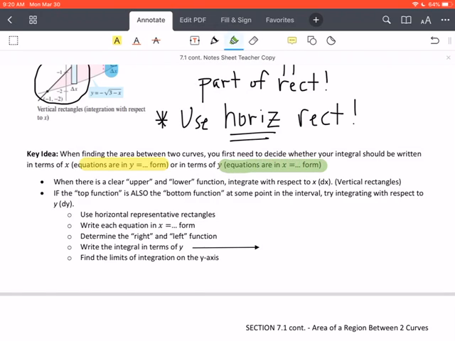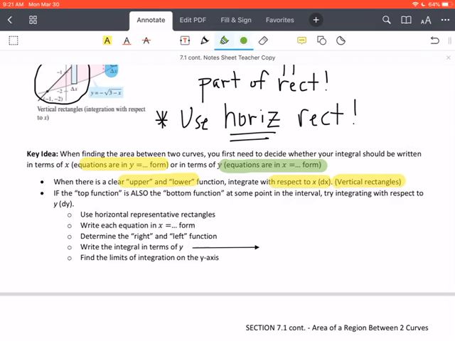So if we look at when we are in y equals form, you need to make sure that there is a clear upper and lower function for the entire region, not just for a portion. Be careful, it's sometimes easy to trick yourself. When that is the case, you are going to use vertical rectangles, meaning you are integrating with respect to x. So everything in your integral relates to x. You look at the x-axis for your limits of integration, and then your equations are written in y equals form because that will put x's in the integral.